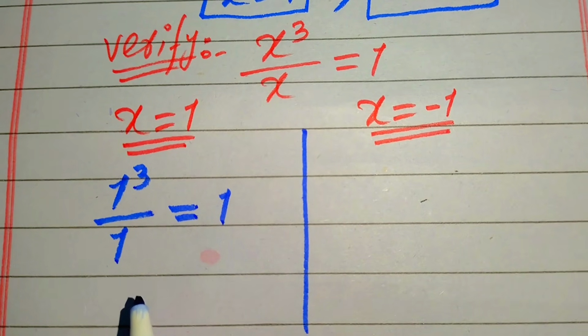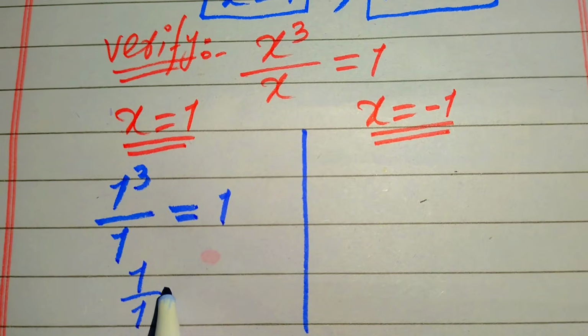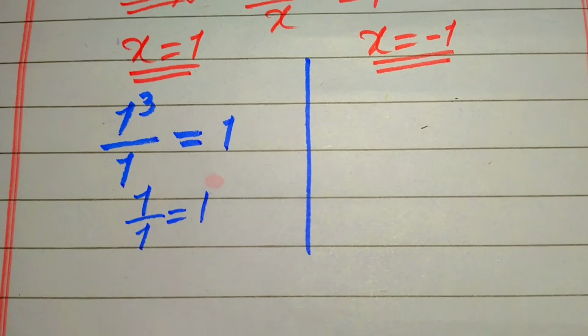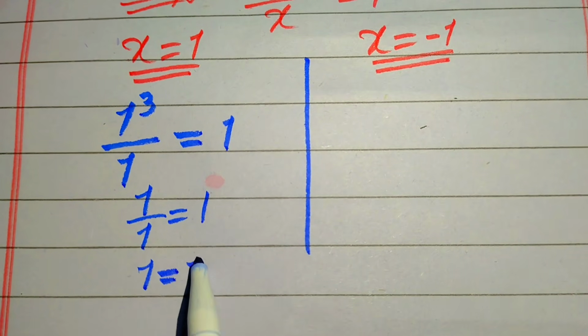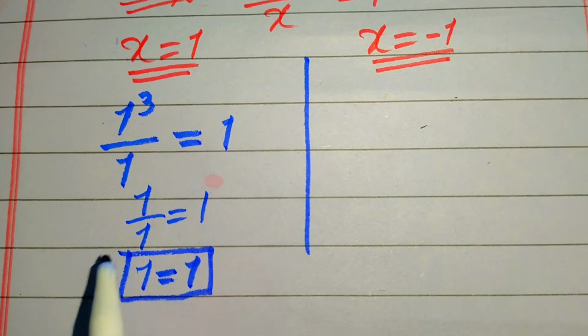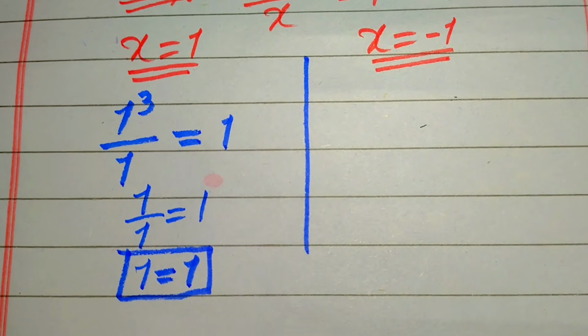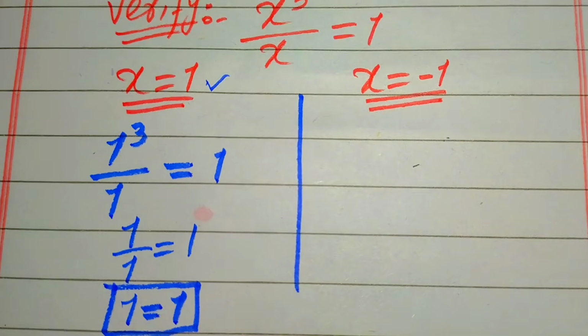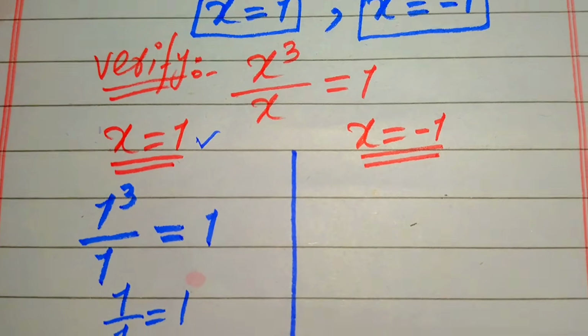And you see here 1 cubed equals 1 divided by 1 is equal to 1, and we obtain here 1 equals 1. This shows that both of the sides are equal. It means that the value x equals 1 satisfies our given question statement.